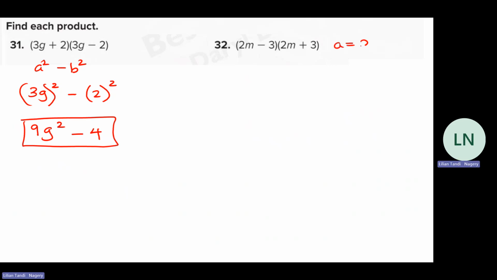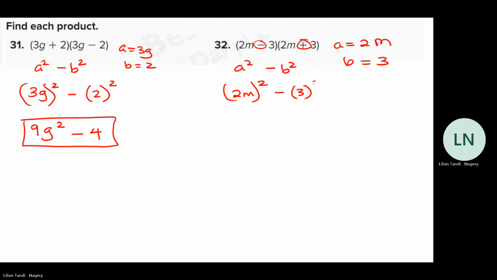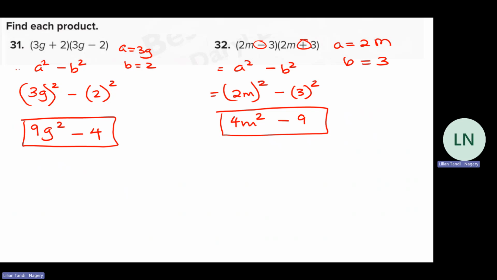Okay, here your a is 2m and your b is 3. Here your a was 3g and your b is 2. So to follow the same Kanun, a squared minus b squared. How do I know? Because I have negative in one bracket and positive in the other. So I know this is the Kanun I should use. So my a is 2m and I put it in bracket and I square. 4m squared minus 9. This is my answer. And make sure you use your equal signs.